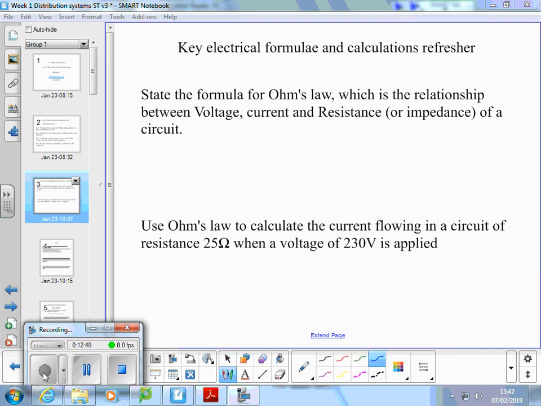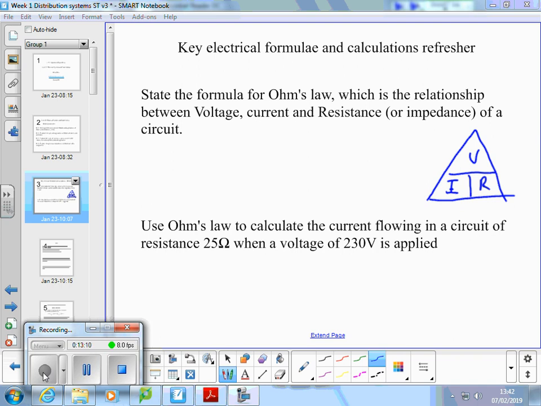Like I said, that's the relationship between voltage, current and resistance, and a lot of students like this triangle thing where I, V and R are in that like that, and voltage is current times resistance, current is voltage divided by resistance, resistance is voltage divided by current.